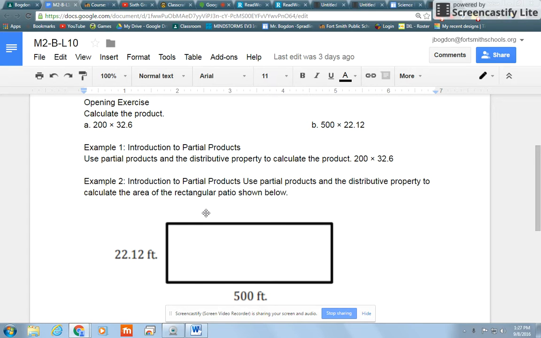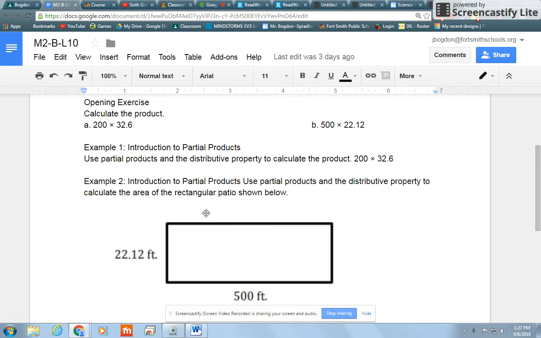3, 2, 1. Okay, so it asked me to find the area of a rectangle. Does anyone recall from last year the area formula for a rectangle? A couple people do. What do you think it is, Dan? Yeah, it is length times width.